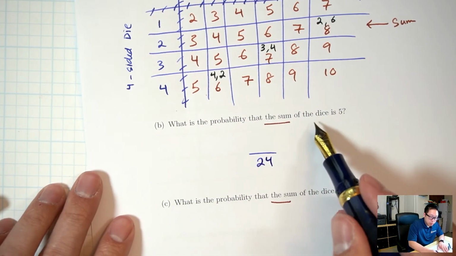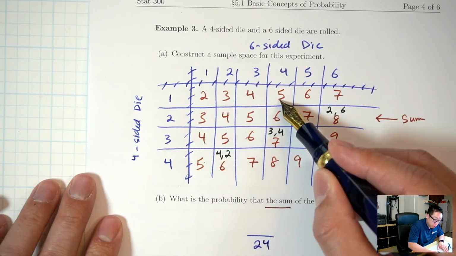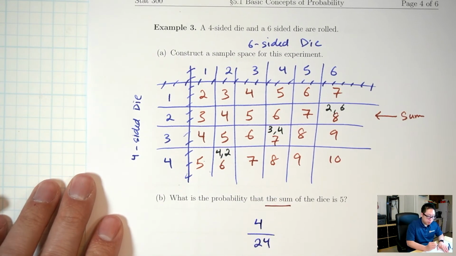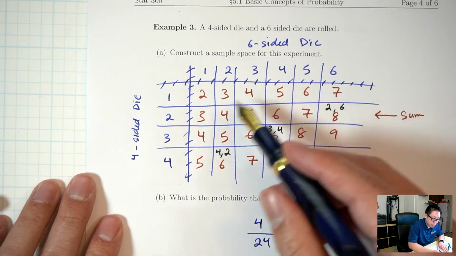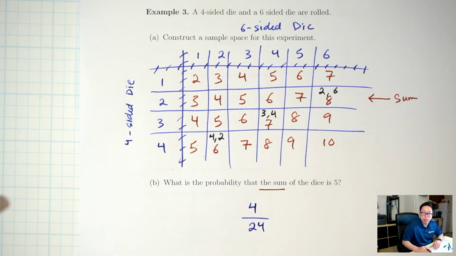And then how many of them are 5s? 1, 2, 3, 4. Remember, we're just counting what's on the inside of the box, not the numbers on the outside. So just the red numbers in this case.